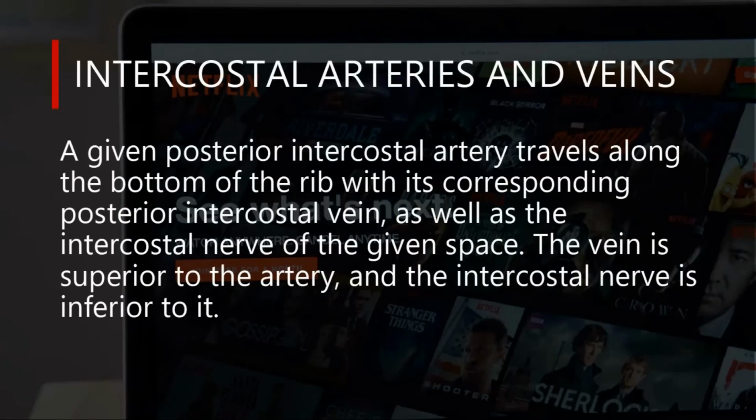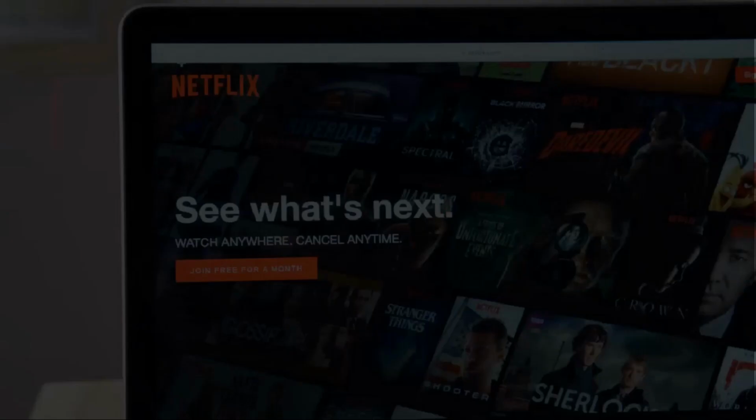Intercostal arteries and veins. A given posterior intercostal artery travels along the bottom of the rib with its corresponding posterior intercostal vein, as well as the intercostal nerve of the given space. The vein is superior to the artery, and the intercostal nerve is inferior to it.